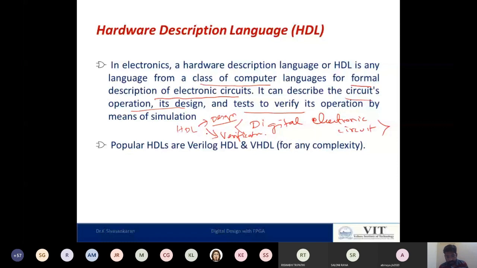There are two popular HDLs. One is Verilog, the other one is VHDL, for any complexity. I hope some of you might have already done VHDL or some might have done Verilog. In this course, we'll be focusing more on Verilog HDL.